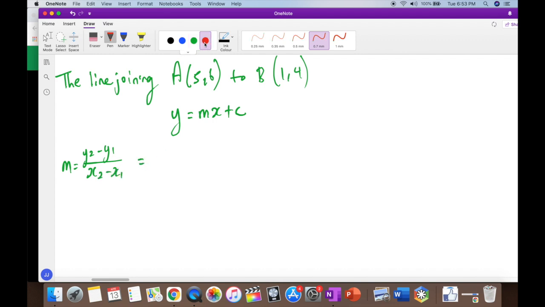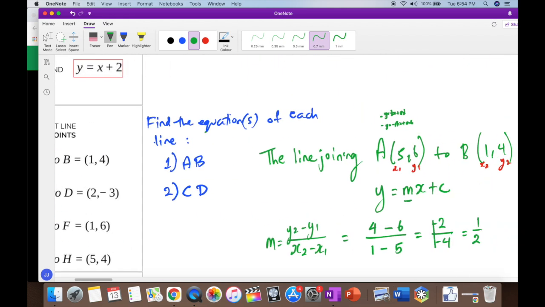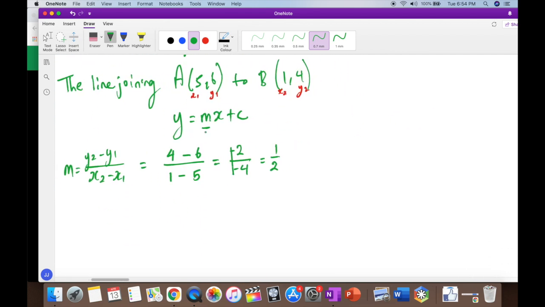So let's find m. Let's call this x1 y1, and let's call this x2 y2. Remember, you could switch it around if you want, it really doesn't matter. So y2, which is 4, minus y1, which is 6, all over x2, which is 1, minus x1, which is 5. So 4 minus 6 is negative 2, and 1 minus 5 is negative 4. Of course, the negatives will cancel, and I'll just end up with a half. So m is a half. Scotia, looks like you might be onto something. So m is definitely a half.